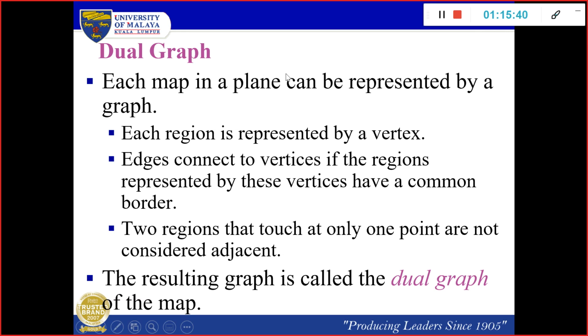Each map in a plane can be represented by a graph. Each region is represented by a vertex. Edges connect vertices if the regions represented by those vertices have a common border. Two regions that touch at only one point are not considered adjacent. The resulting graph is called the dual graph of the map.